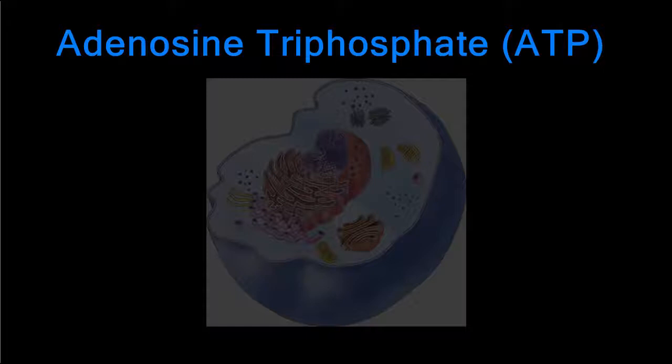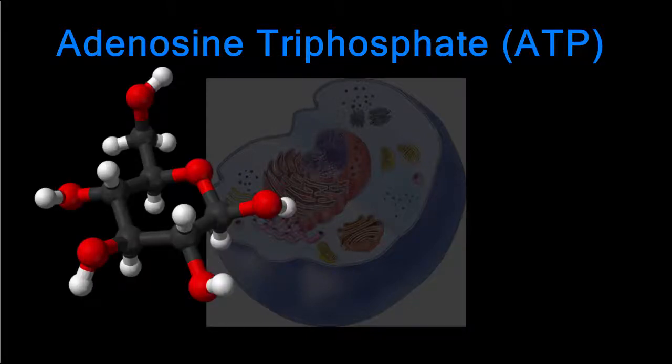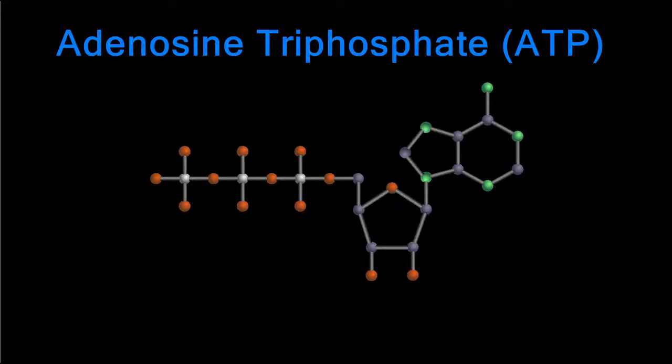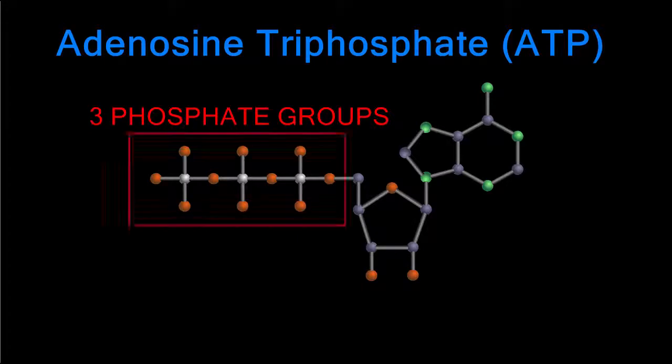In previous lessons, you learned how the cell takes glucose and converts it into a special form of energy called ATP. In this lesson, we'll discuss what makes this ATP molecule so special. Adenosine triphosphate, or ATP for short, is made up of an adenosine group and 3 phosphate groups.